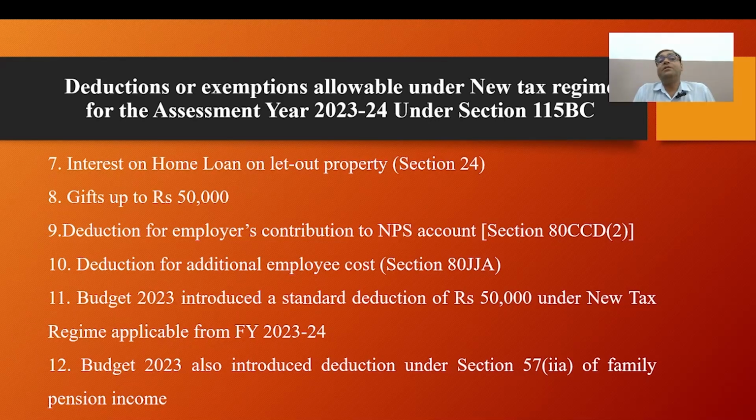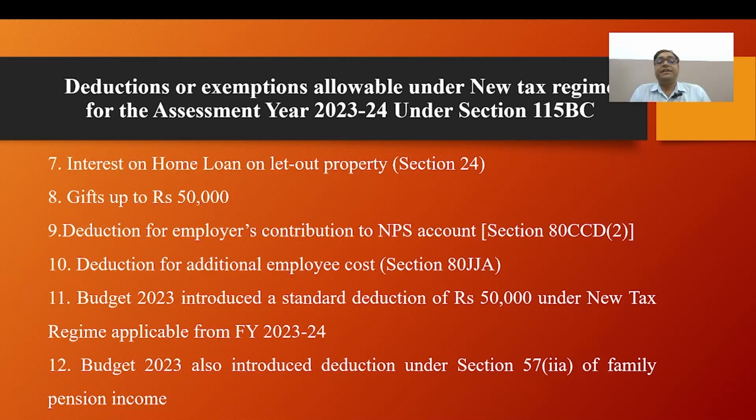The amount of deduction is limited to 10% of salary and DA allowances for private sector employees, while the amount is 14% for government employees. In the private sector it is 10%, while in the government sector it will be 14%. The deduction available under section 80JJA is 30% of the additional employee cost incurred in a business, compared to the total employee cost in the previous fiscal year.